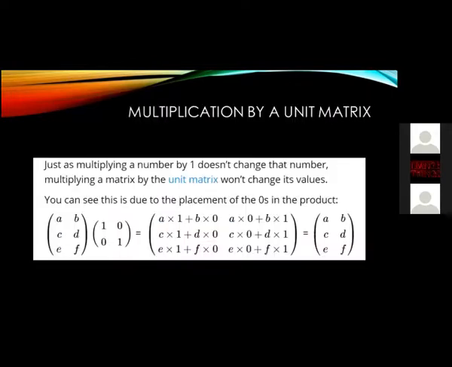Next, multiplication by a unit matrix. Just as multiplying a number by 1 doesn't change that number, multiplying a matrix by the unit matrix won't change its values. You can see this is due to the placement of the zeros in the product.